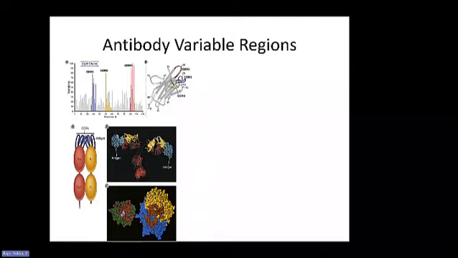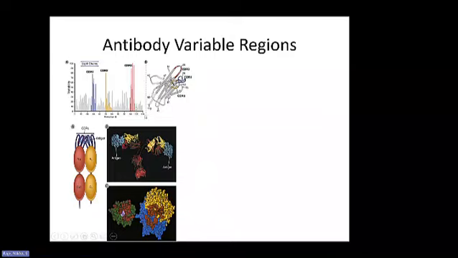Let's talk more about the antibody variable regions. So we talked about how the beta pleated sheets have antiparallel strands that are connected to each other with short loops. And those short loops have the most variable amino acids. So those are called CDRs, or hypervariable regions. And those hypervariable regions are numbered, so CDR1, CDR2, CDR3, and so on and so forth.